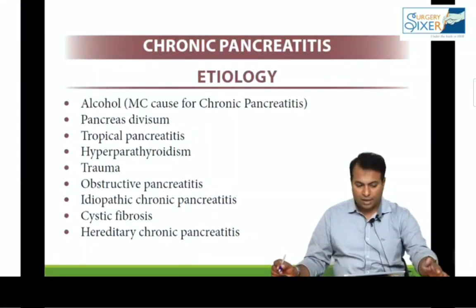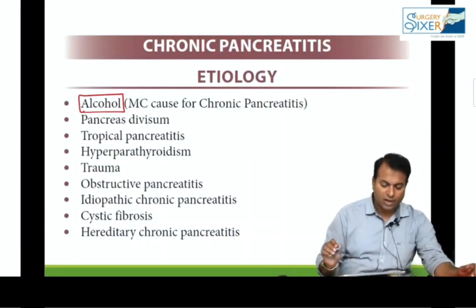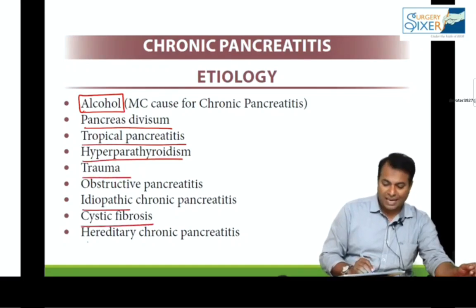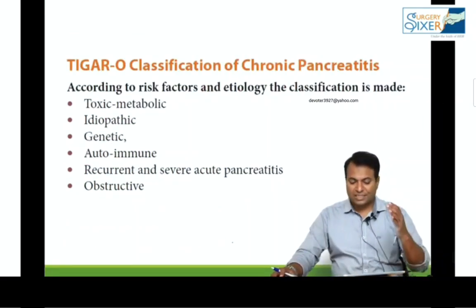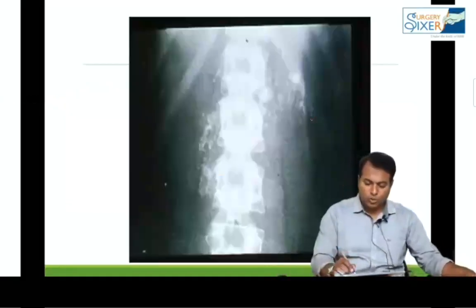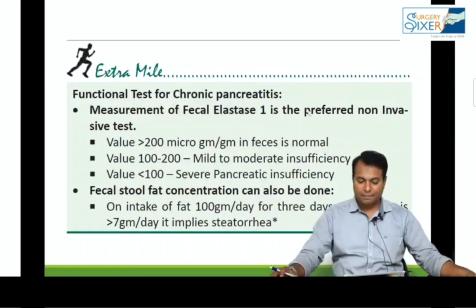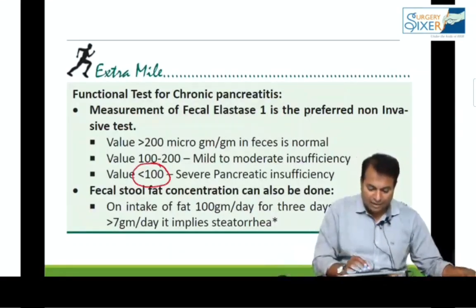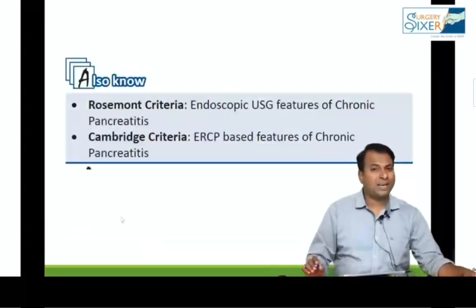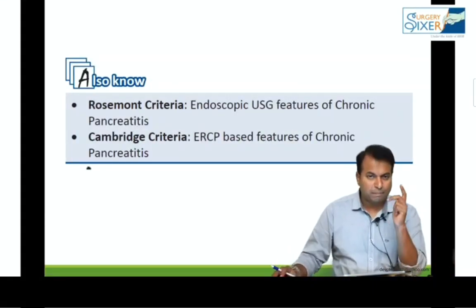So what is the most common cause of chronic pancreatitis? Alcohol is the most common cause of chronic pancreatitis. Other causes include tropical pancreatitis, hyperparathyroidism, trauma, idiopathic, cystic fibrosis, heredity, or various other causes. Please don't forget the TIGAR-O classification, and don't forget the mutations: PRSS1, SPINK1, and CFTR. This is an X-ray showing multiple stones in the pancreas. Please don't forget, a fecal elastase value of less than 100 is severe pancreatic insufficiency. More than 7 gram per day fecal fat is steatorrhea. Rosemont criteria is for EUS, Cambridge for ERCP. Please don't forget Rosemont, Cambridge.